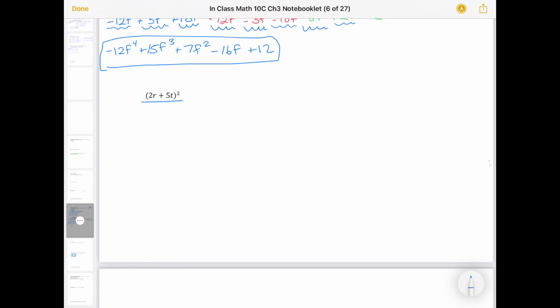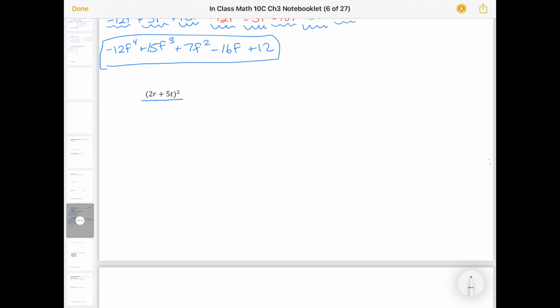And here we go. This is going to kind of introduce us into our next topic a little bit. This looks different, but it's actually the same. Right, (2r + 5t)squared. So if I write it as (2r + 5t) times (2r + 5t), all right, that now looks very similar. It is indeed a regular binomial distribution.